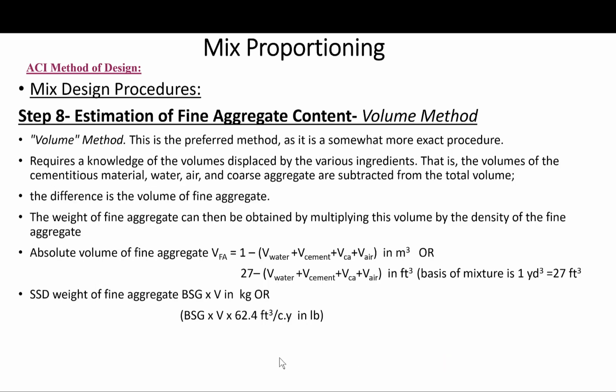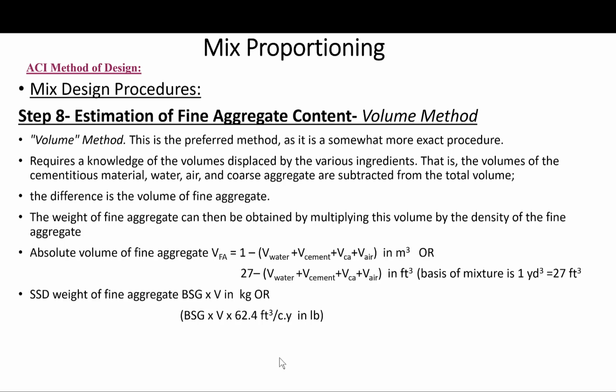Step number 8 is estimation of the fine aggregate. So now we have established the weights of all concrete ingredients except that of the fine aggregate. We can establish the fine aggregate content in two ways. We have the volume method, which is the preferred method, as it is a somewhat more exact procedure, which requires a knowledge of the volume displaced by the various ingredients. That is, the volumes of the cementitious material, water, air, and coarse aggregate are subtracted from the total volume. The difference is the volume of the fine aggregate.